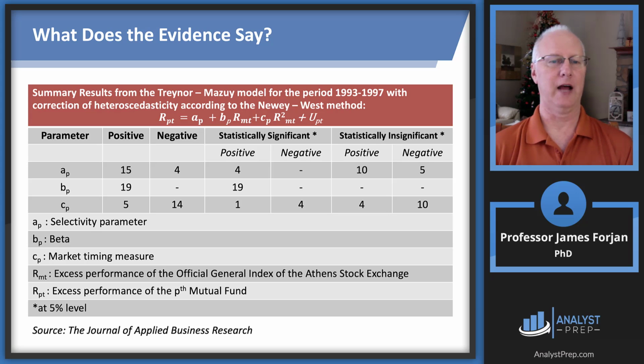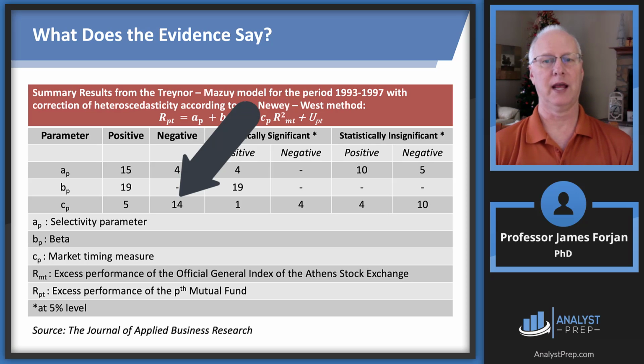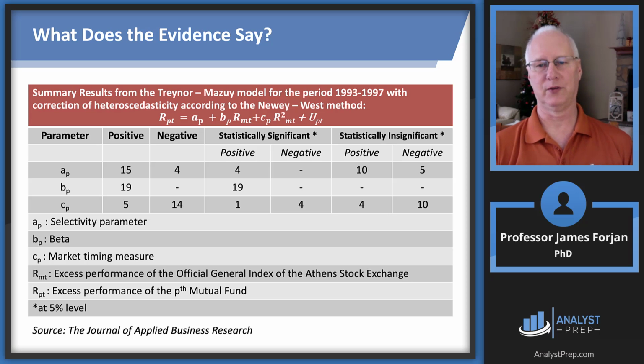All right, so 5 were positive, which indicates some ability to time the market. 14 were negative, but of course we need to attach statistical significance.